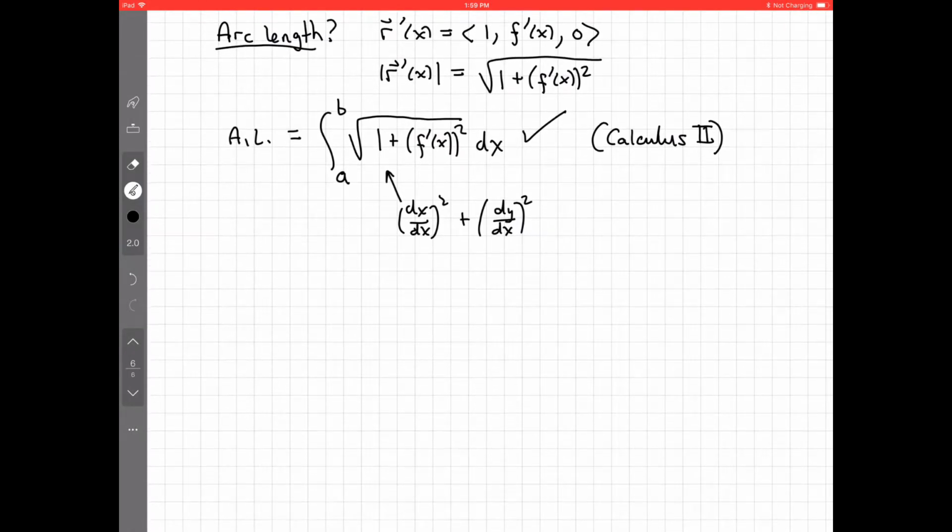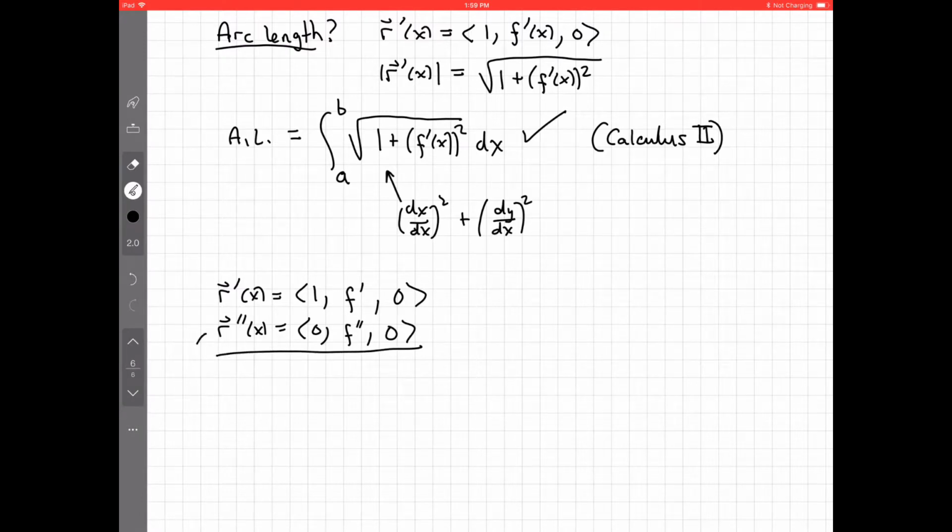So, okay, there's arc length. Now let's look at, how about curvature? So we have r prime already, which is 1, f prime, and 0. We need r double prime, so that would be 0, f double prime, 0. Let's take the cross product, and the i component is 0, the j component is 0, and the k component will just be f double prime. And so we know that curvature is the length of the cross product of the first two derivatives over the length of the first derivative cubed.